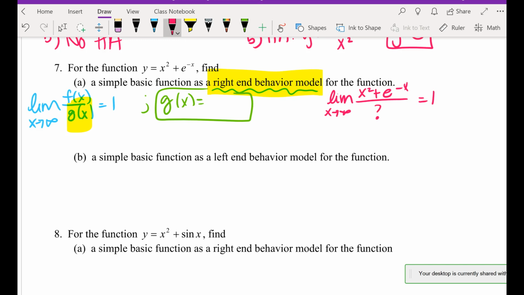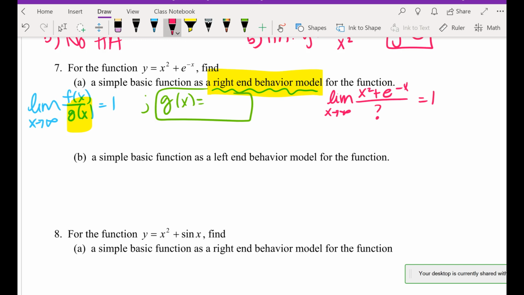Would you agree that x approaches infinity? I'm going to pick 1,000 because that's easier to understand. Okay. Out of these two terms, which one is not significant? Which one is so small that it doesn't really matter? E to the negative x, right? Because it's 1 over e to the positive x.